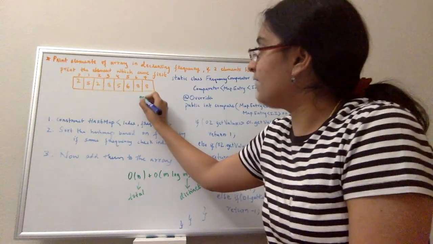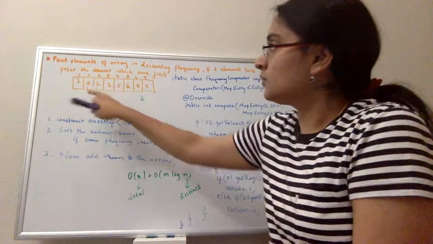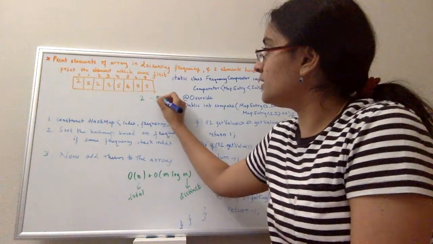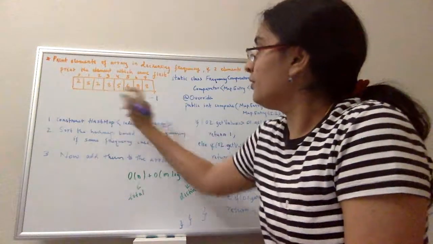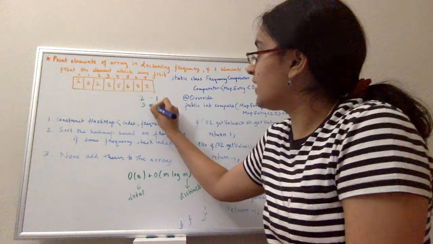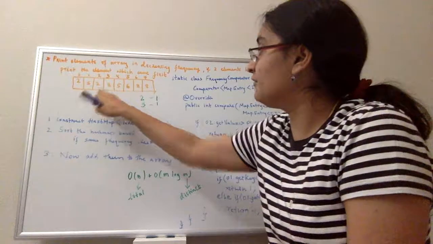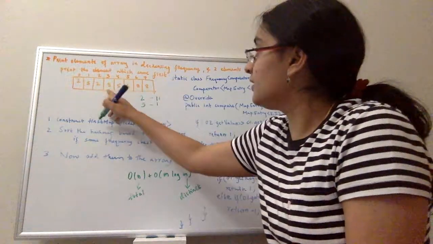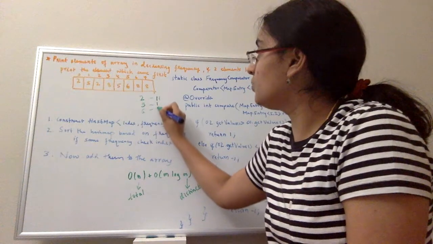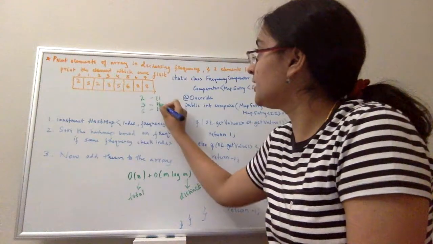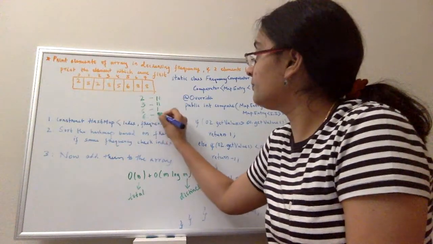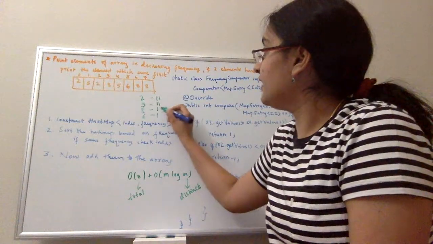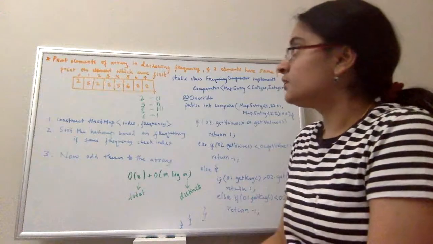Like we have 2. Now 2 occurred one time. Next element is 5, which occurred one time. Again we have 2, which occurred 2 times. Now we have 8, which occurred one time. 5 two times. 6 one time. And we have 8, which has occurred 3 times.